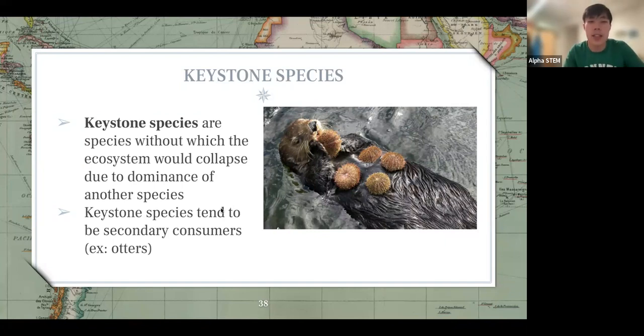So keystone species tend to be secondary consumers, because without them, the primary consumers would eat all of the plants and there would be no more plants. But yeah, keystone species keep another species in check, and therefore they are essential to the ecosystem, because if they don't keep the other species in check, then that other species will go out of control.